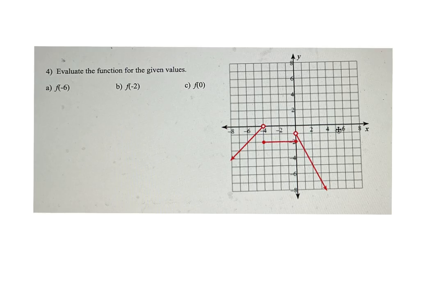They want you to read the graph this time. It says evaluate the function for the given values. And they give you a picture of a piecewise function on the graph. So they say f of -6. Remember, that -6 in there represents the x coordinate.